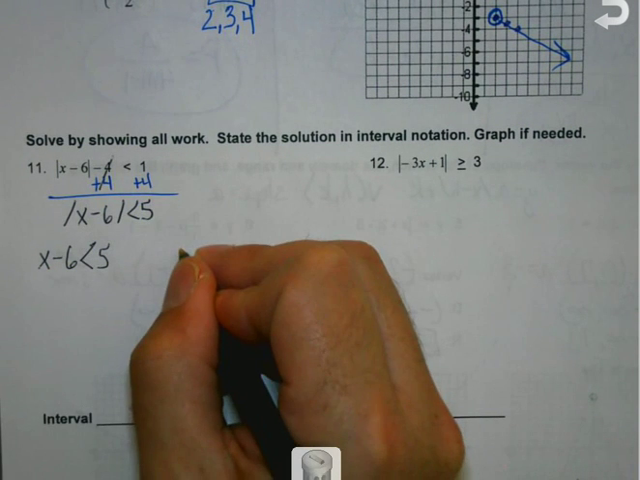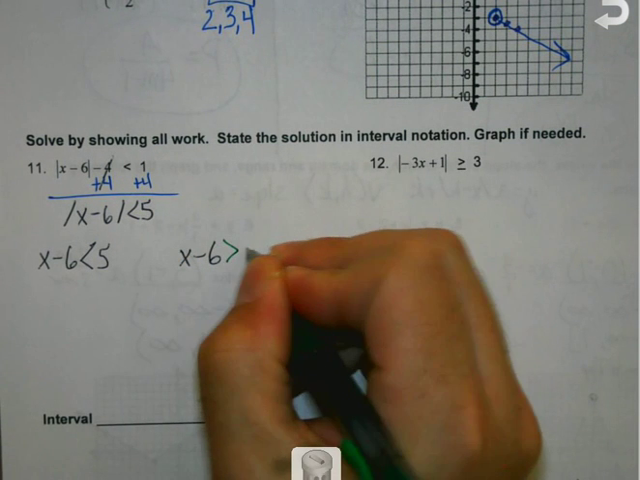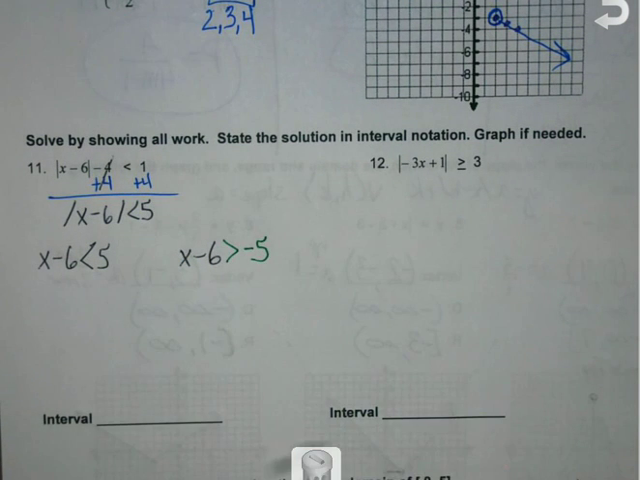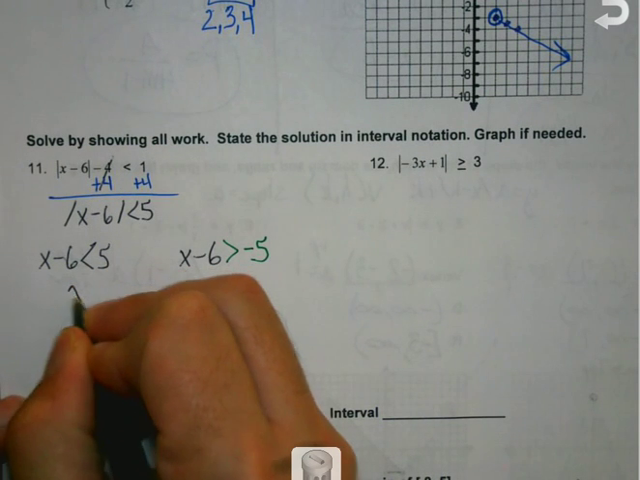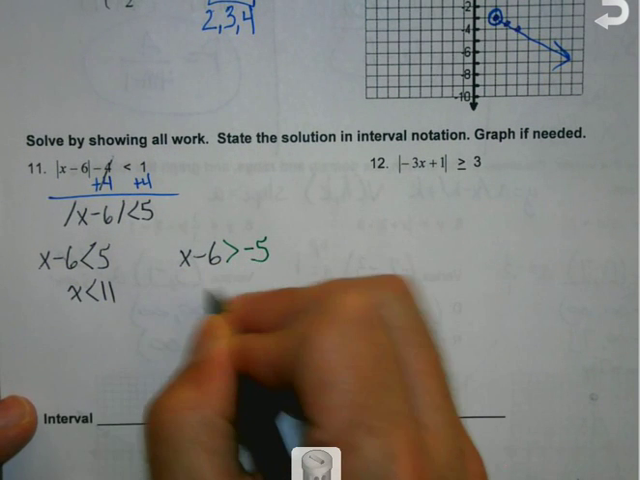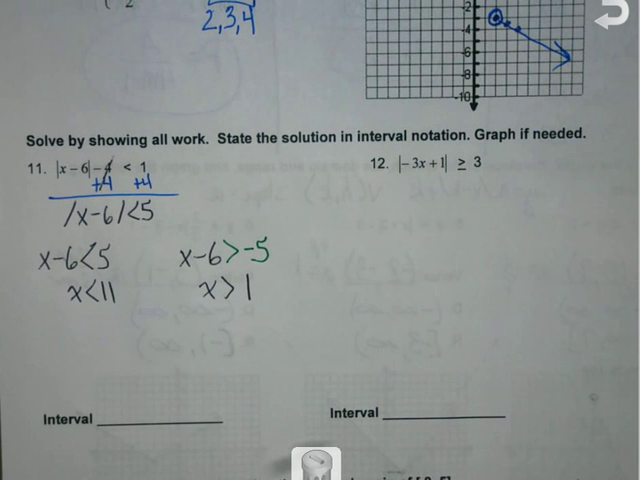And then for the second one, flip the arrow, change the sign. Once I have that set, I go ahead and I solve both of these. So I add my 6 over. I add my 6 over. And to me, it's a good idea to make a quick sketch of this so I know what the interval notation is going to look like.